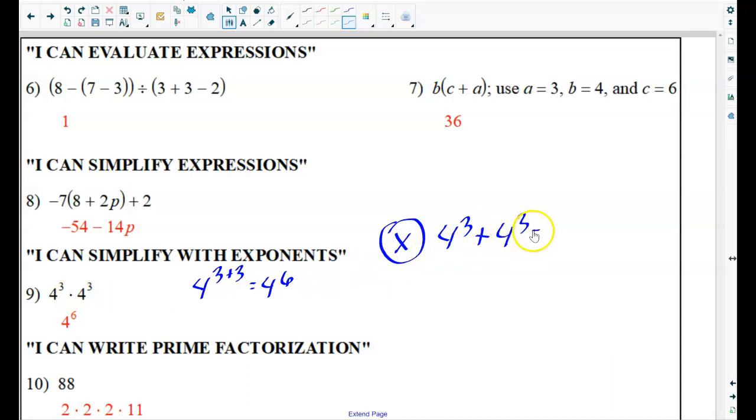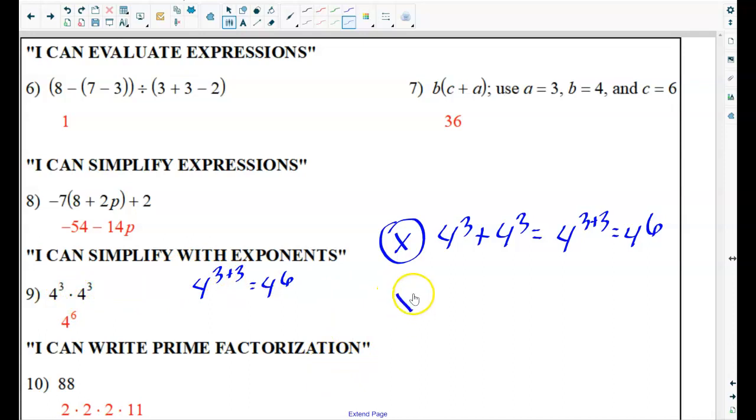Okay, hey, it's the same base. Excuse me, 3 plus 3, okay, equals 4 to the 6. Alright, the property applies when these two same bases are being multiplied. Okay, you can combine their exponents.